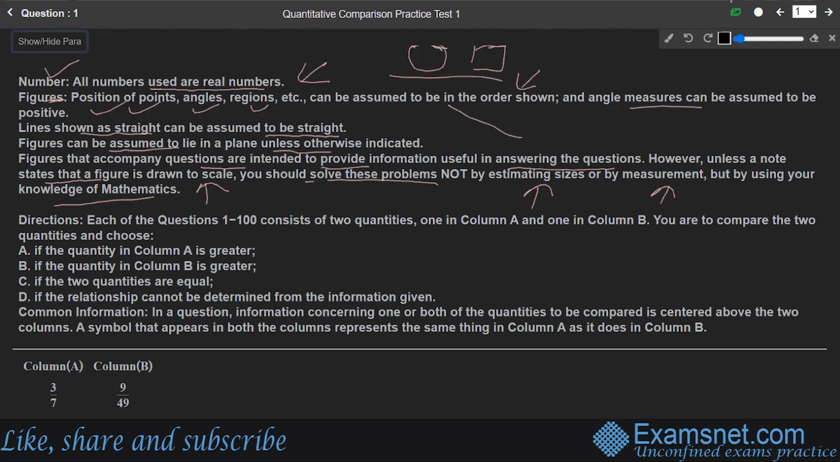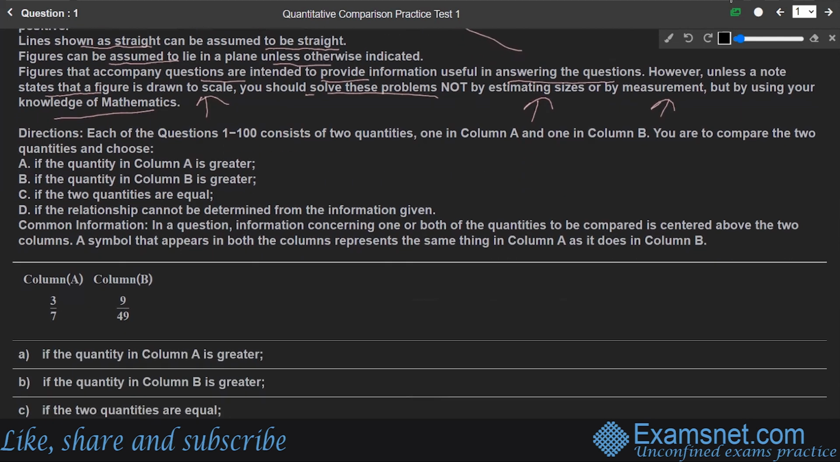How are we supposed to answer any question? Each of these questions will consider two quantities, one in column A and one in column B. You are to compare the two quantities and choose. So we are to compare the quantity in column A and the quantity in column B, and then we have to answer accordingly as given in the options.